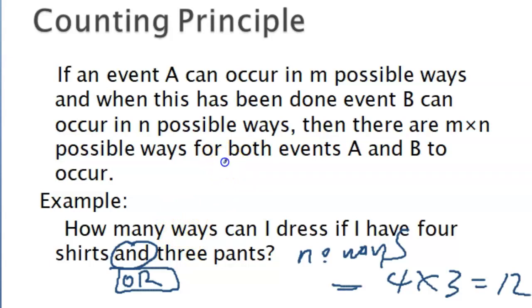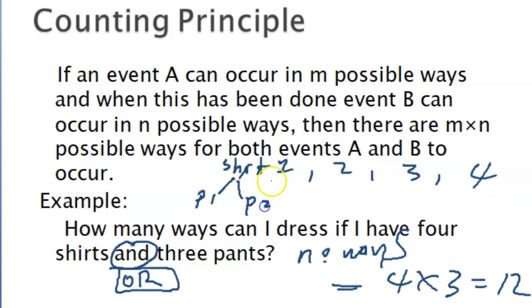So we have shirt 1, shirt 2, shirt 3, shirt 4. So 4 shirts, right? So shirt 1, I can wear with 3 different pants: P1, P2, and P3. Likewise, shirt 2, 3 different pants. Shirt 3, 3 different pants. Shirt 4, 3 different pants. And you'll realize that there are 12 different ways of dressing.